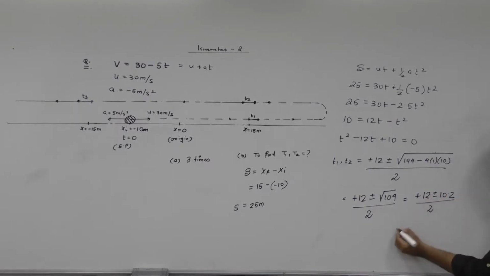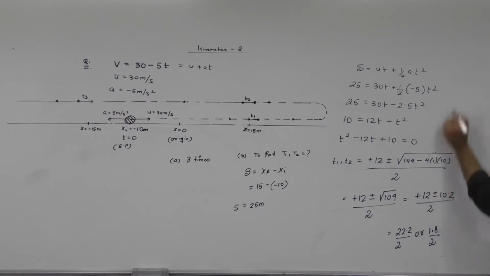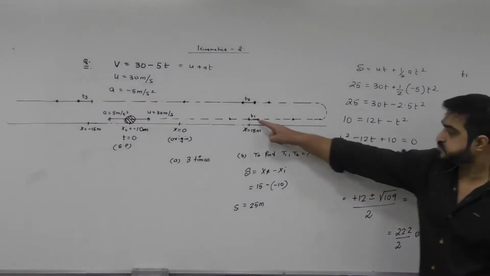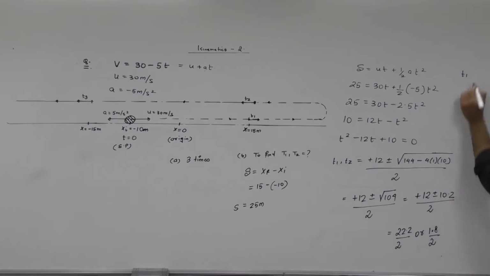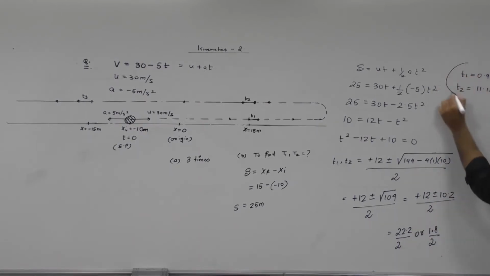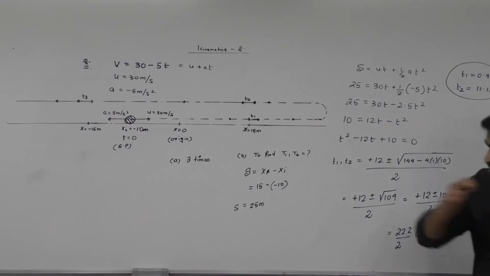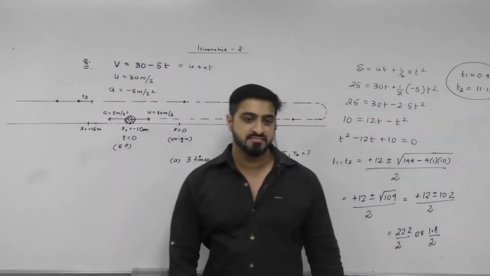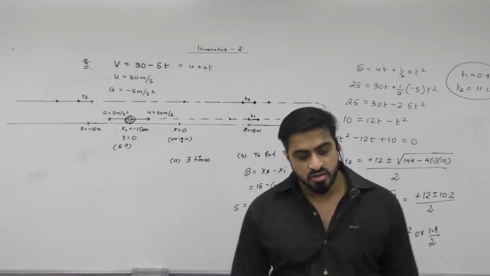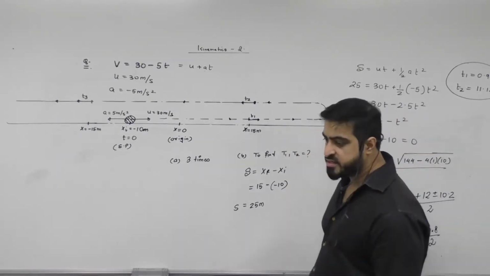This will be 22.2 by 2 और क्या 1.8 by 2. So T1, अच्छा T1 छोटा टाइम है देखो, will become what? 0.9 seconds and T2 is बड़ा टाइम, 11.1 seconds. सबको समझ आया? देखो दोनों पॉजिटिव है, इसका मतलब ये दो तो होंगे और वो तो होगा ही ना. Yes or no?